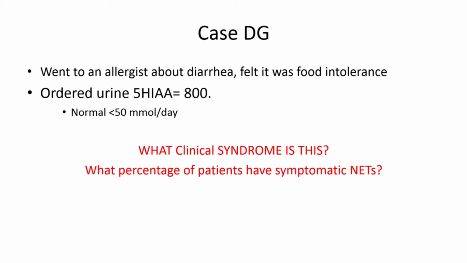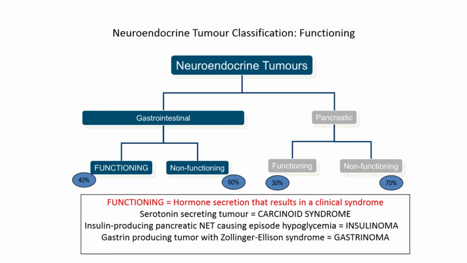So the patient, like I said, saw a number of different doctors, went to an allergist. Somebody ordered a urine 5-HIAA, and it was dramatically elevated. So what syndrome is this? And this is the so-called carcinoid syndrome. So what percentage of patients have this symptomatic neuroendocrine tumor?